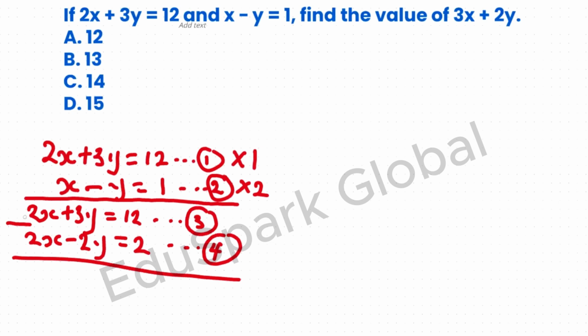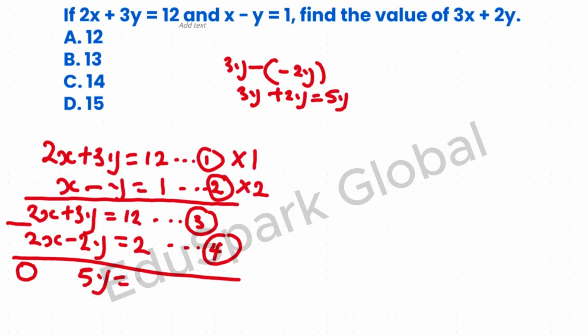So 2x minus 2x will give us 0. Then we have 3y, let me write it here, 3y minus, because of this minus, 2y. So 3y plus 2y gives 5y. So here we have 5y equals 12 minus 2, you have 10. So we divide both sides by 5 so that y equals 2.